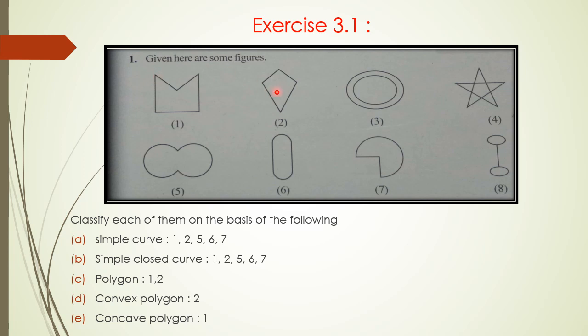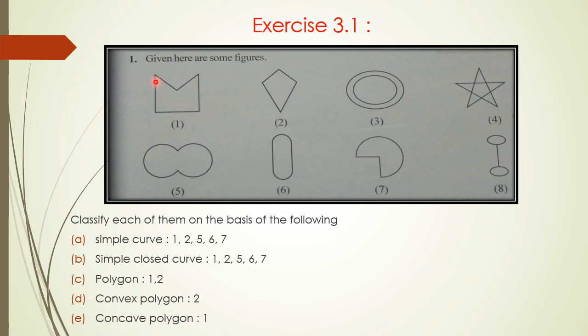Here similarly figure number 2, figure number 5, figure number 6 and figure number 7 are simple closed curves. Figure 3, 4 and 8 are not simple closed curves. Now C, polygon. Here figure number 1 and 2 are polygons. Polygons are figures made up of only line segments and they are simple closed figures.